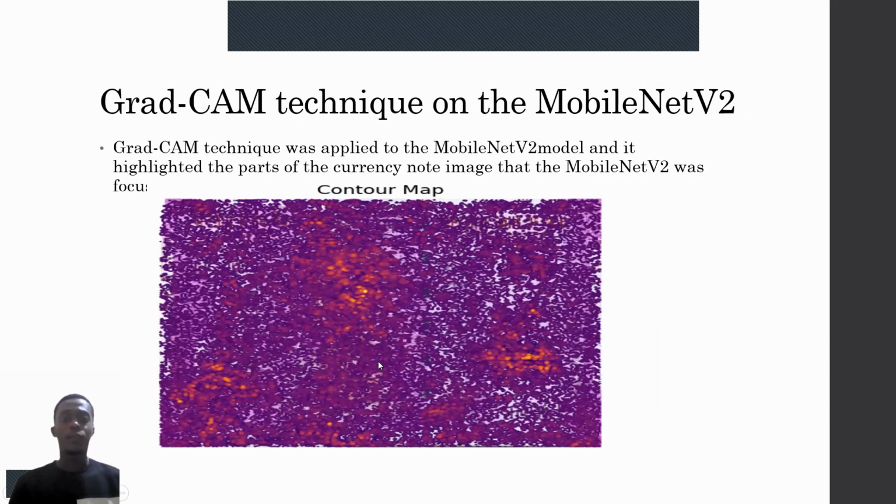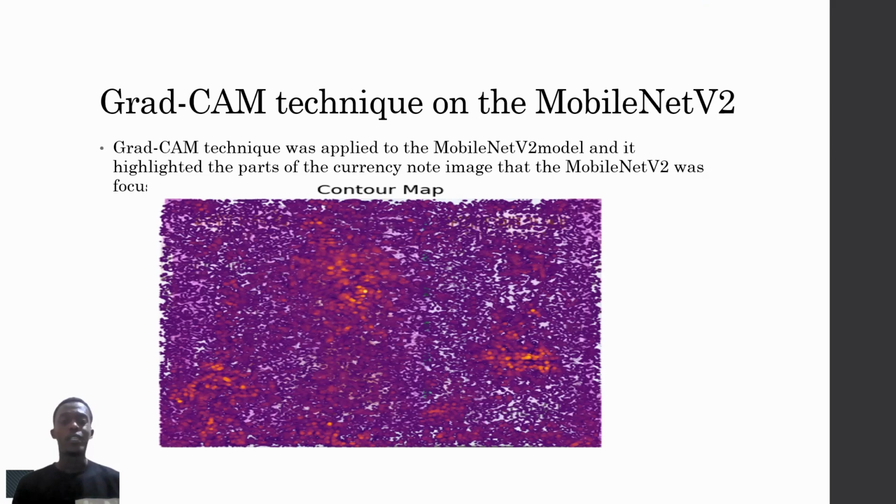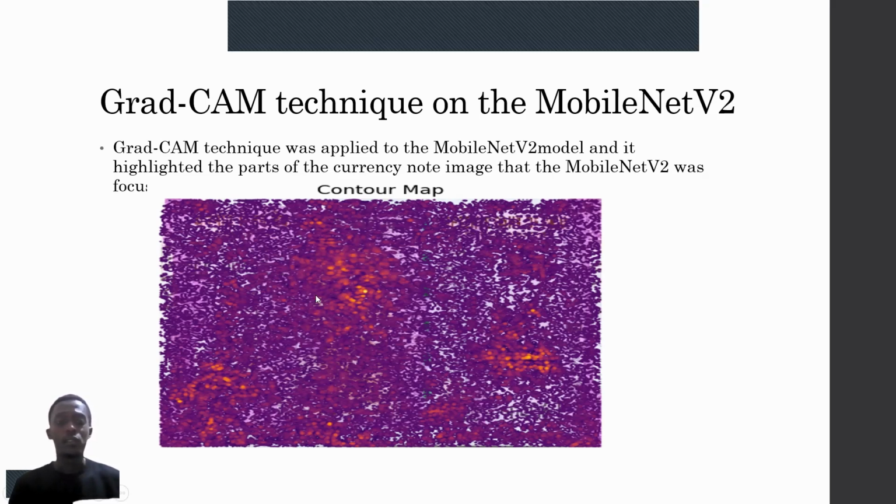Then the Grad-CAM technique on the MobileNet model was also implemented, and then we came up with a contour map that highlighted the parts of the currency note image that the MobileNet was focusing on as it was making its prediction. So these are contour lines, but they represent these dense gradients. These dense gradients are represented as the red and yellow. You could see them scattered on Mahatma Gandhi's head, then some of the Latin denomination, and some of the other key features were captured. Some of them, but not the most important features.